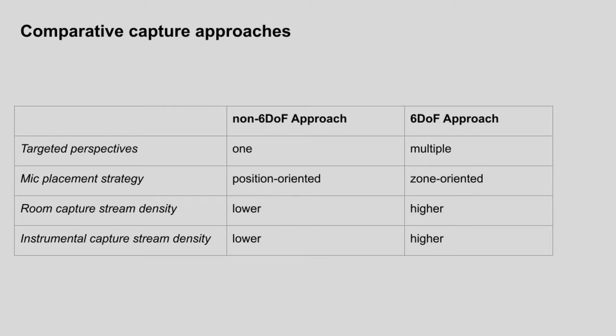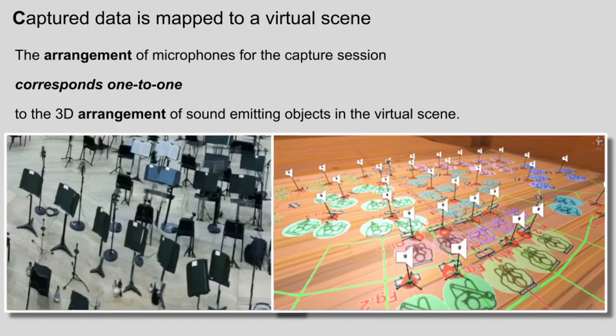A conventional stereo master targets a single listening perspective from one point in the captured space, whereas a 6D master targets a plurality of different listening perspectives at different points in the captured space. A conventional stereo master is a rendered piece of audio content. It is final, whereas a 6D master is a renderable 3D virtual audio scene. It represents potential.